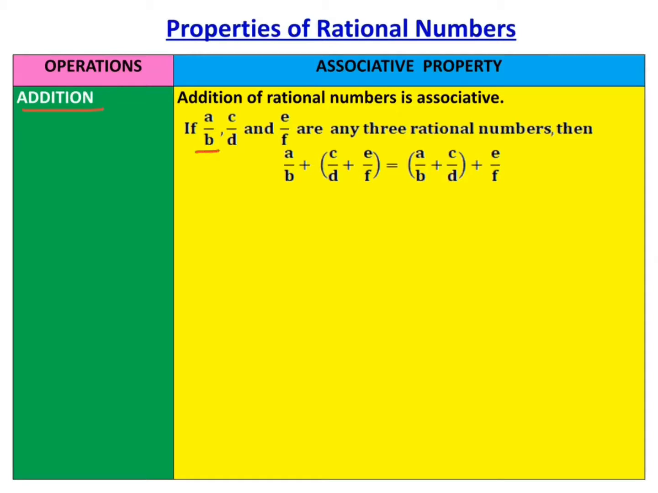If a by b, c by d and e by f are any three rational numbers, then these three rational numbers can be grouped in this way or in this way. The sum remains the same. Let us understand this with an example.